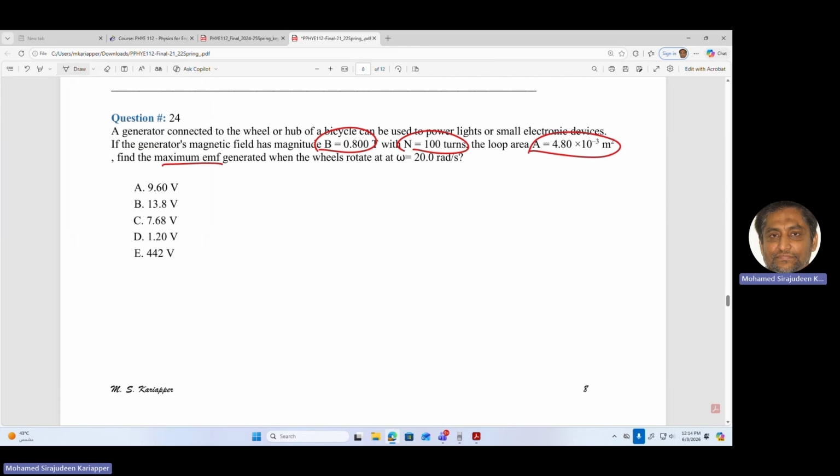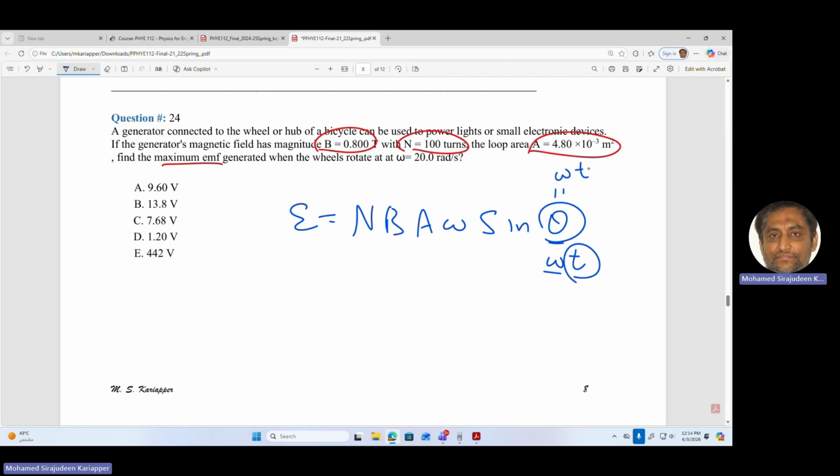Go to the formula sheet and you will see an equation for the induced EMF from a generator: N B A omega sine theta. The theta can also be written as omega t, so it's a function of time. Depending on what we have been given, we can use either. But here the question is the maximum. Maximum is only this part, so the maximum voltage is simply N B A omega. Substitute and find the answer.